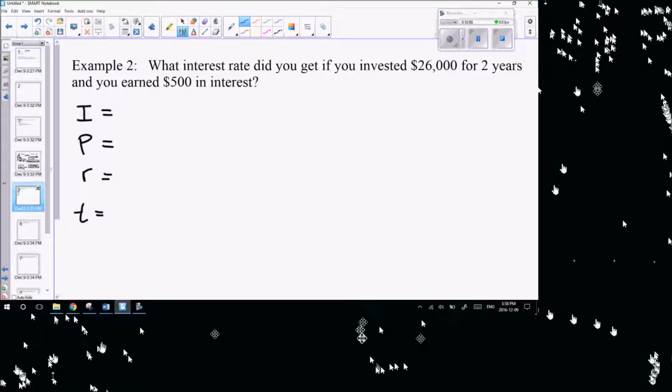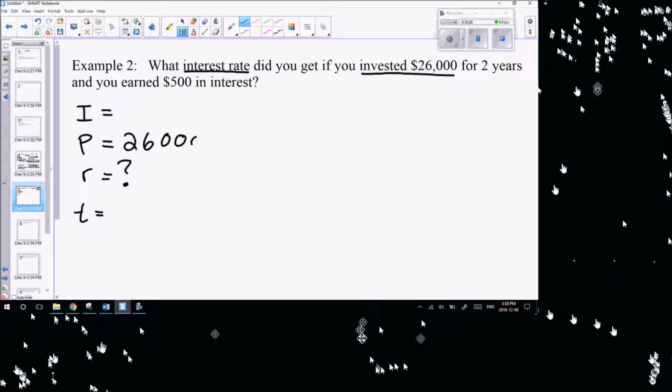So looking at our question, it's asking us what interest rate did you get? Because it's asking us for what interest rate we got, that means we are looking for R, because that's our variable for our interest rate. It then tells us that we invested $26,000. Whenever we invest an amount, that's our principal, our starting amount.